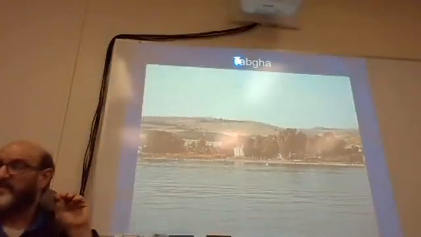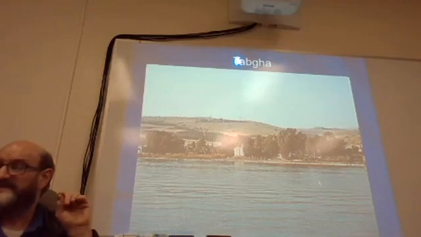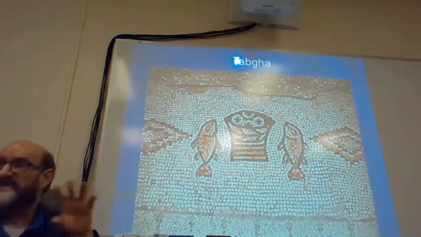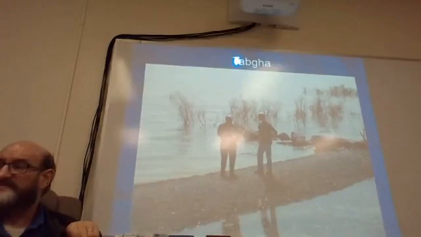The beautiful little shoreline here where you can pick up all kinds of real interesting tiny seashells. And here's the loaves and fishes mosaic that we talked about. There's a little pier that was built out there. A couple of our tour members years ago.